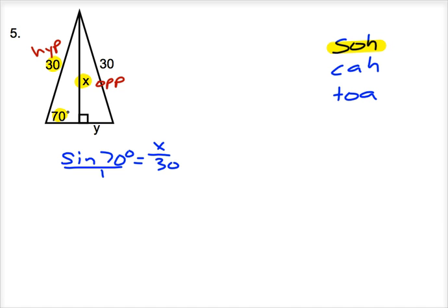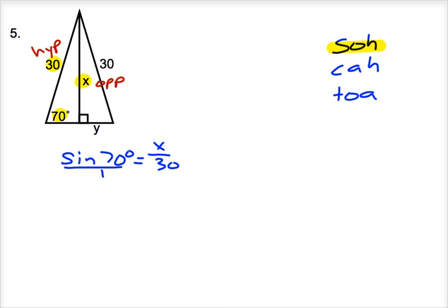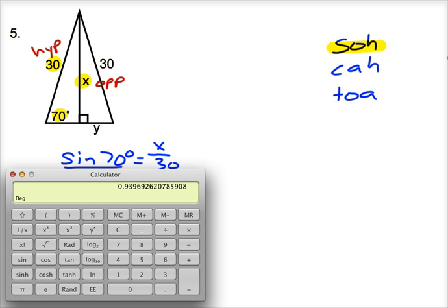Again, I'm going to get a decimal value and cross multiply. For the sine of 70, I'm going to use 0.9397. And going back and cross multiplying, I'm going to get 28.